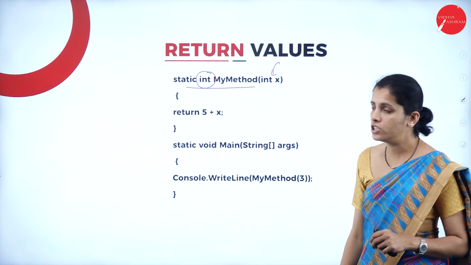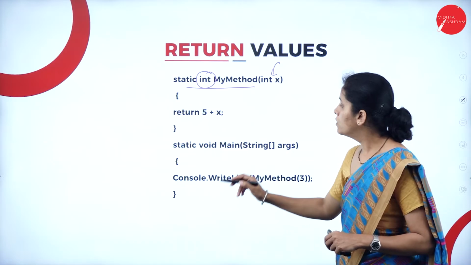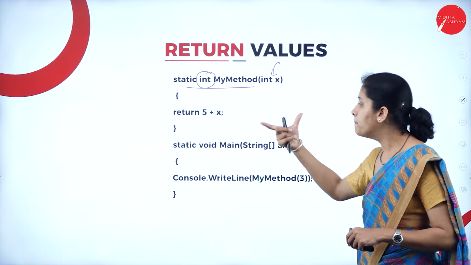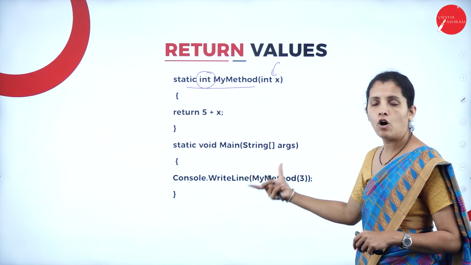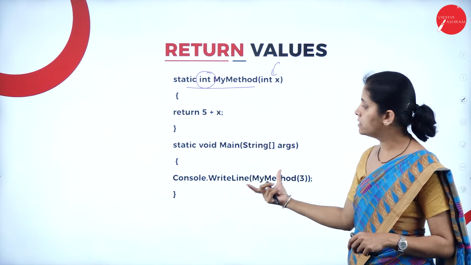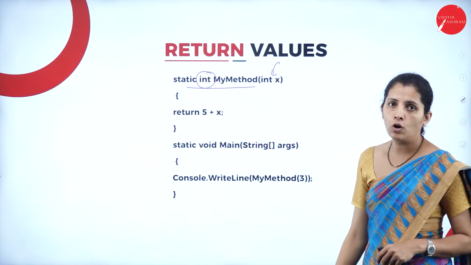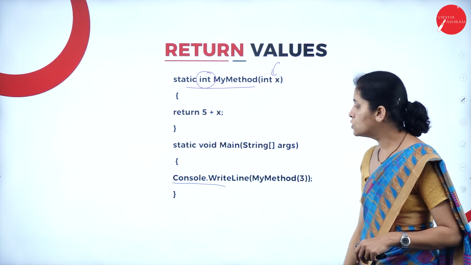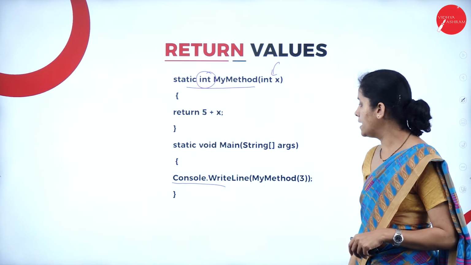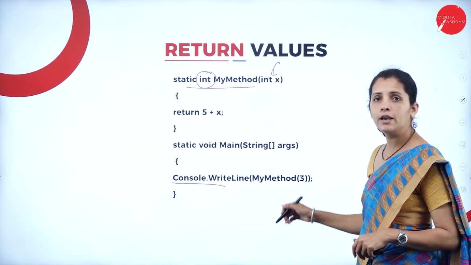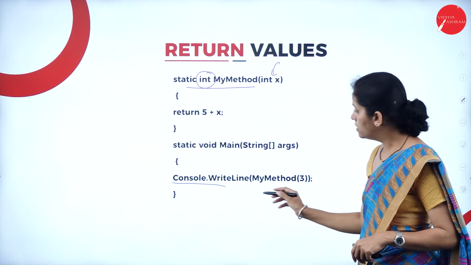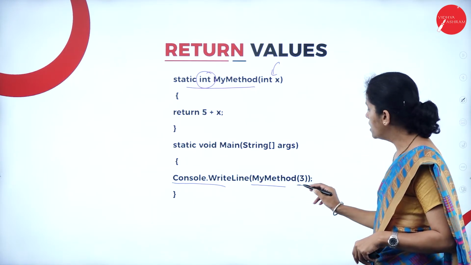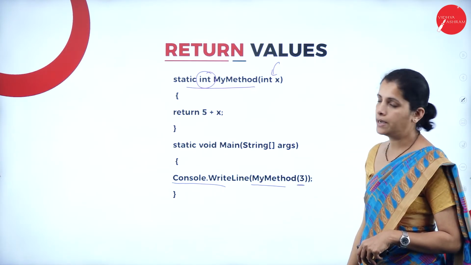It is integer. Now, where am I going to call this method? In my main function or in my main method. And how am I going to call this method? See, Console.WriteLine, and I'm going to pass the argument as my function name, and I'm going to pass the parameter 3.